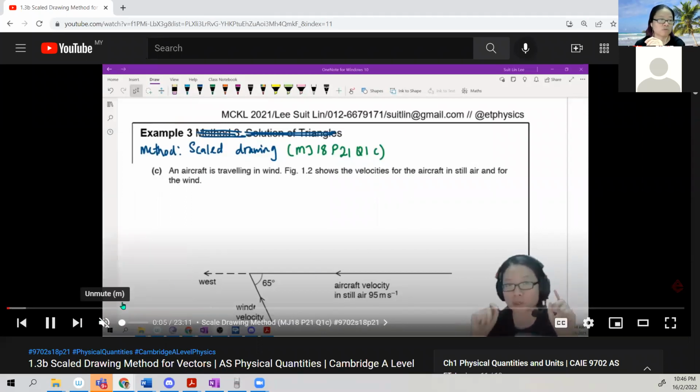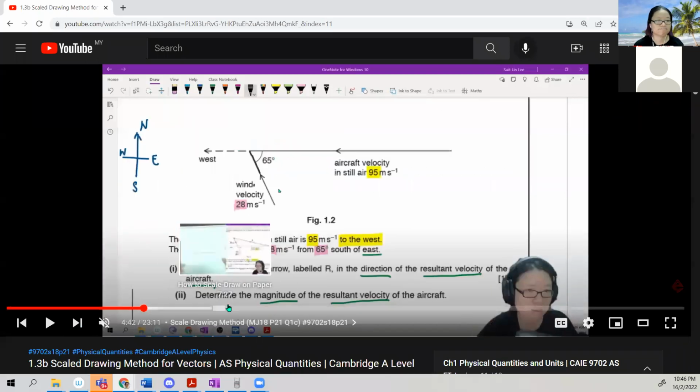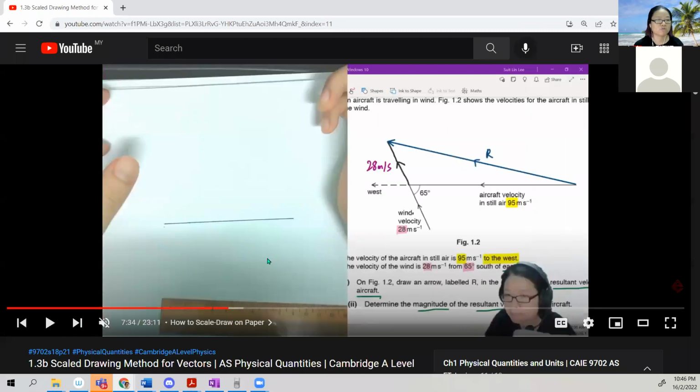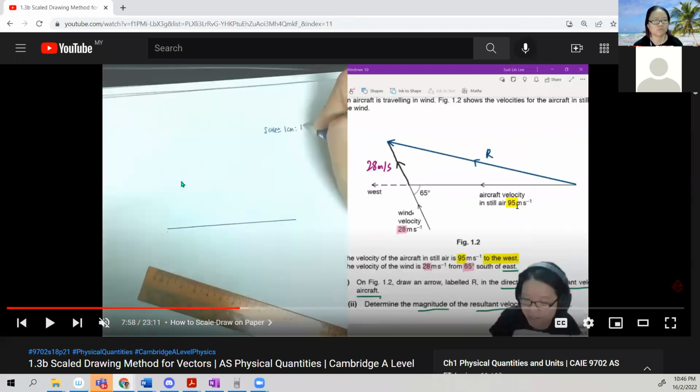So you can also try out. You can just say, oh, Miss Lee got do this question. Pause. You go do first. Then you come back and you see me do. So I actually draw with the arrow. It's me. It's the same person. Same person, different time.